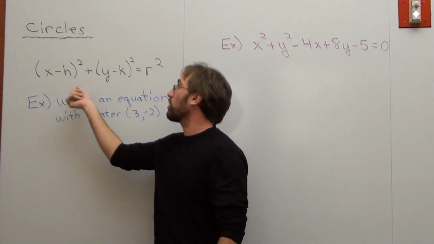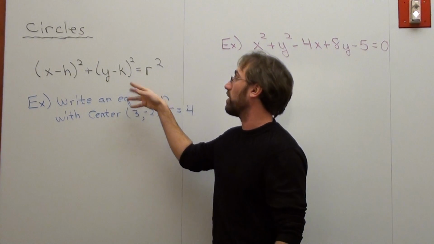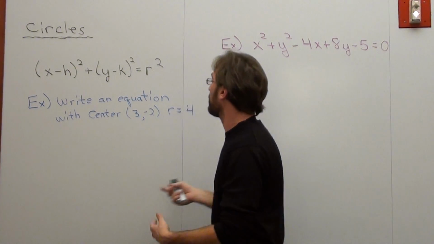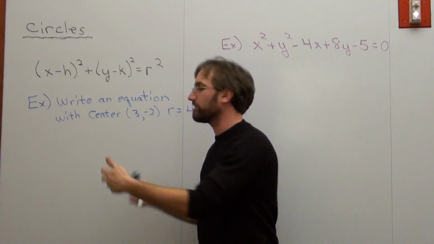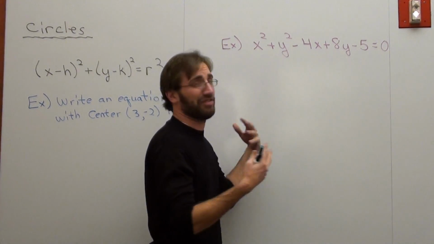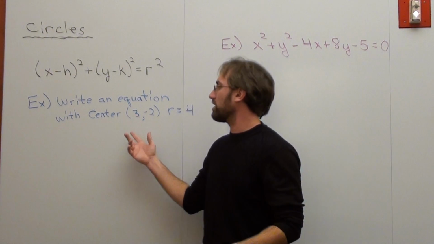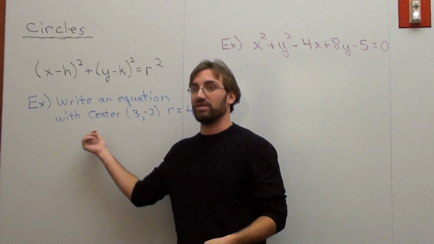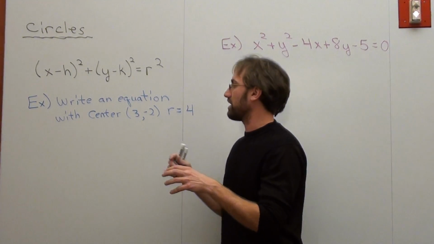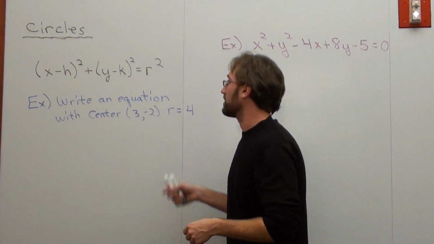So the typical equation for a circle is this. Quantity x minus h squared plus quantity y minus k squared equals r squared. And I've got two different problems. One where I want you to write an equation, and the other where I want you to kind of figure out what's going on here. So in my first example, I want you to write an equation of a circle, where the center is at 3, -2, and the radius is 4.